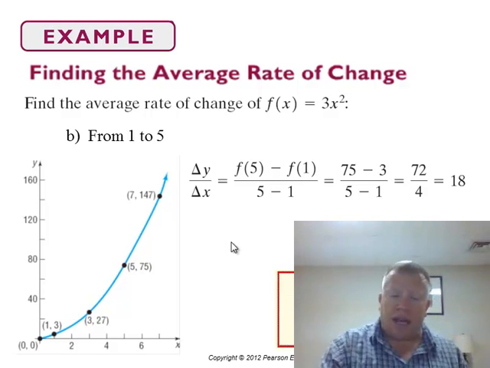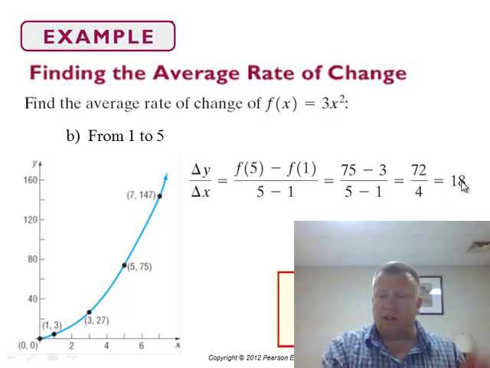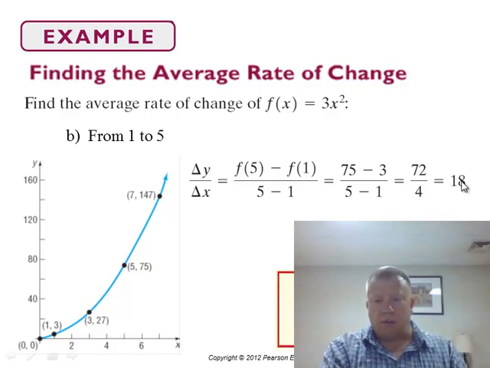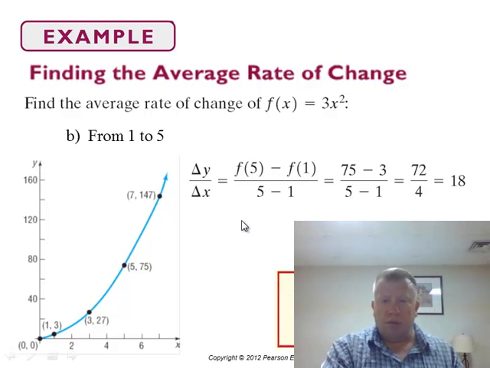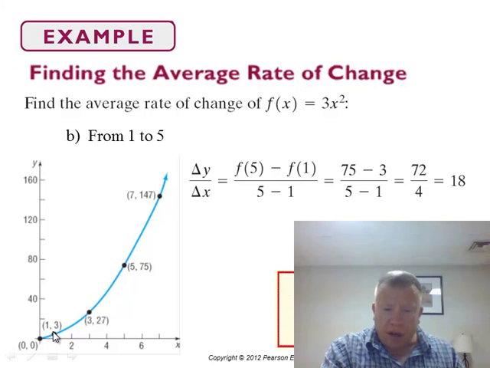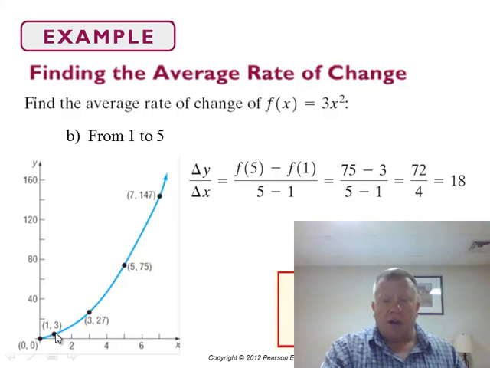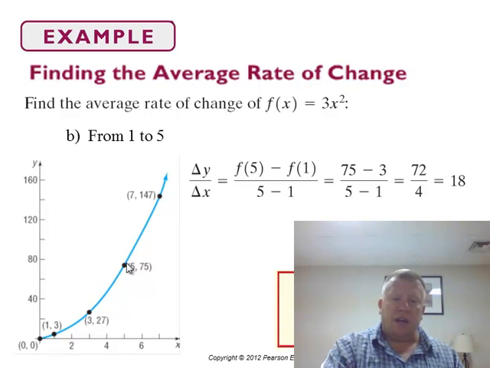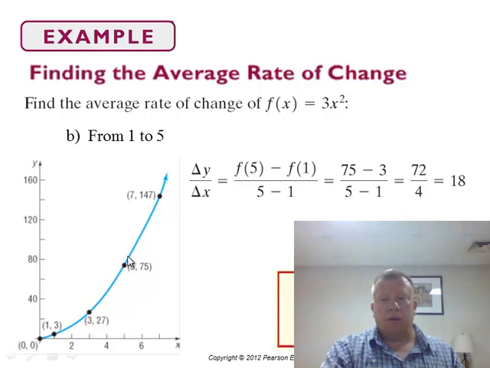Now, notice that this rate of change, 18, is larger than the rate of change between 1 and 3. And that shouldn't be a surprise. As you look at this graph, you look at the line segment that could connect this point here and this point here versus the line segment that would connect (1, 3) and (5, 75). It's the second pair of points that would have the steeper line segment, the larger slope.